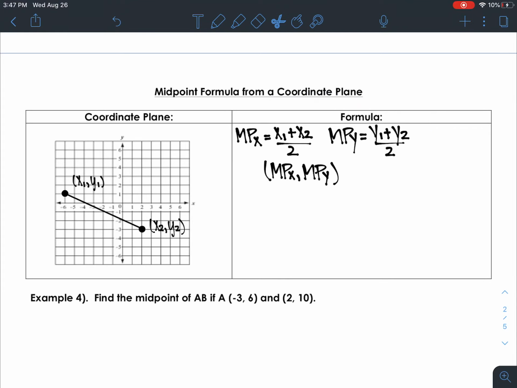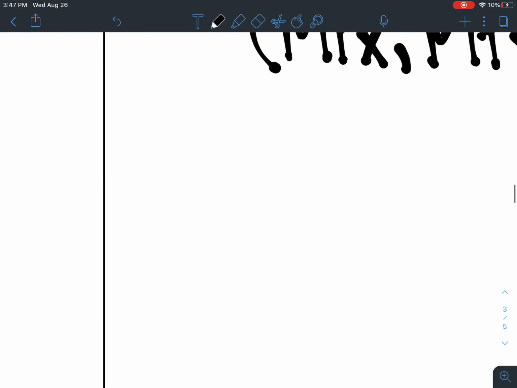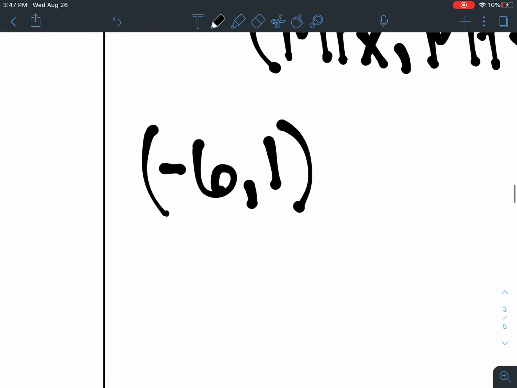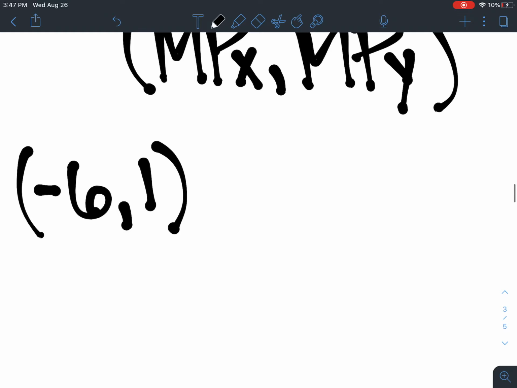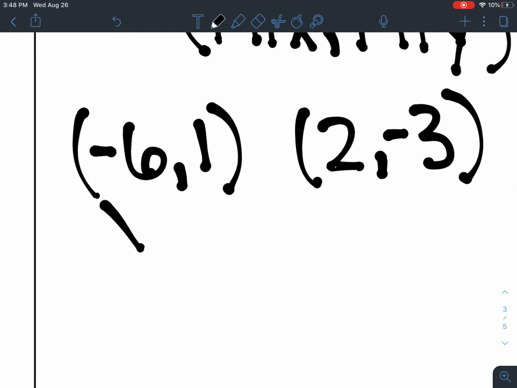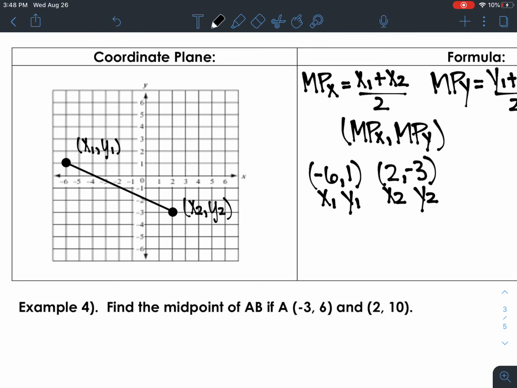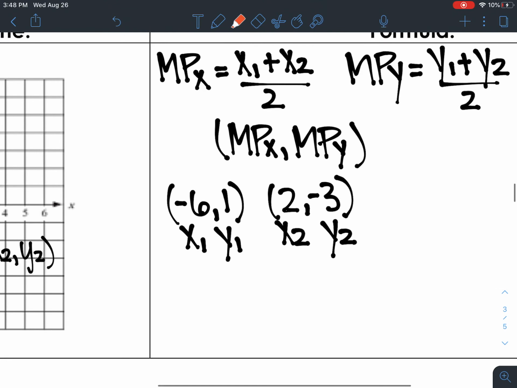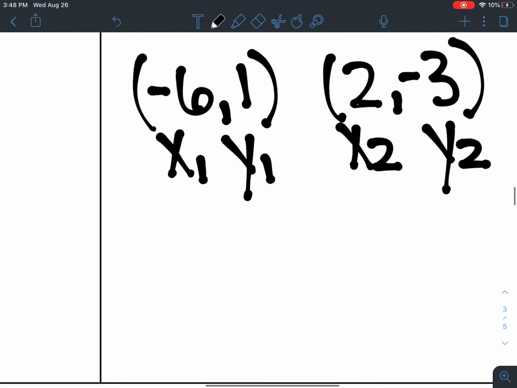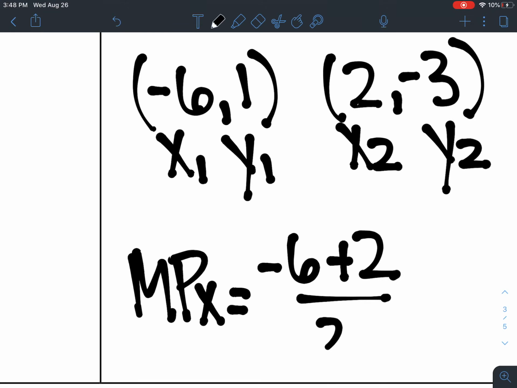Okay, so let's go ahead and find the midpoint of the segment that we just drew. All right, so I asked you to go ahead and plot -6, 1, and then I asked you to do 2, -3. And just like in distance formula, I want you to go straight across and label these x1, y1, x2, y2. And now we're just going to go ahead and plug in, okay? So plugging in to our MPX right here, okay? I'm going to get MPX is equal to my x1, which is -6, plus my x2, which is 2, over 2.